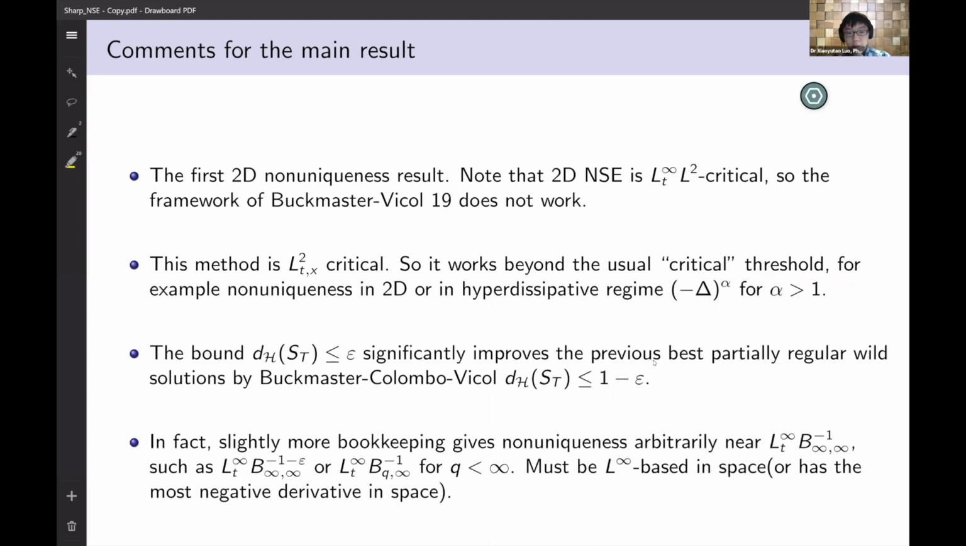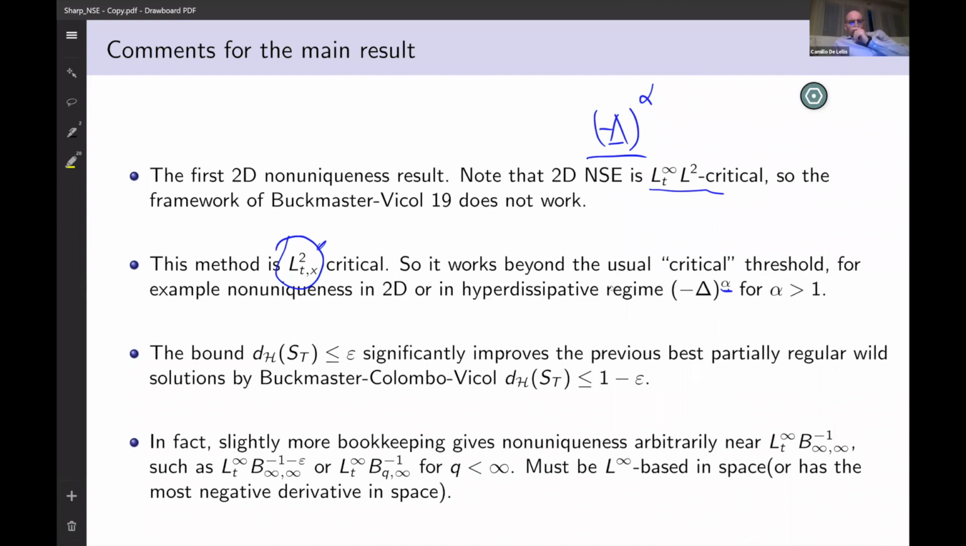Sorry, can I interrupt you a second? Can you comment on this fact? You're saying you can do hyperdissipative in 2D too? Yes, I can do hyperdissipative in 2D as well. So what is actually the alpha at which you would stop then? What does it depend on? Yeah, you find the space where this L2 space-time is critical. For the regular Laplacian, it is L infinity L2 critical. So you keep increasing alpha until you find this is critical. Okay, until that.